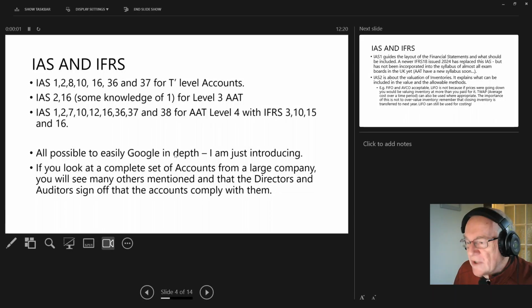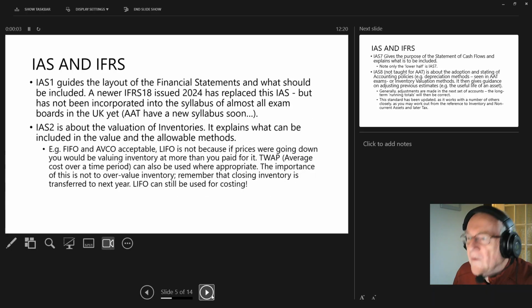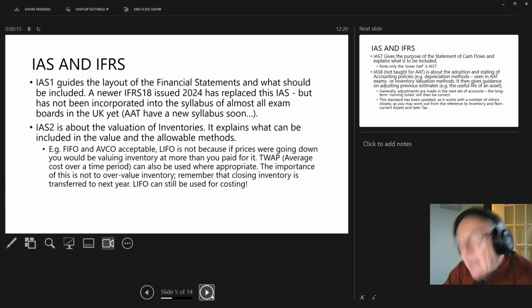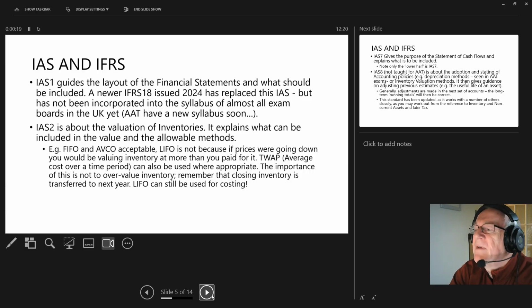Back to our slideshow. We're up to 5, and now I'm going to actually start discussing them. So, IAS 1, this is the layout of the financial statements and what should be included. This is where the names come from and the terminology used. However, it has been replaced by IFRS 18. Still talks about the face of the accounts. Was applicable from April last year.